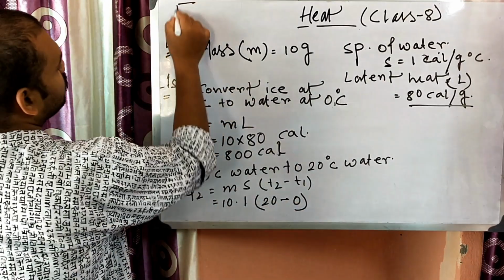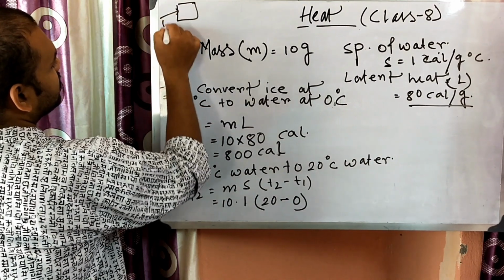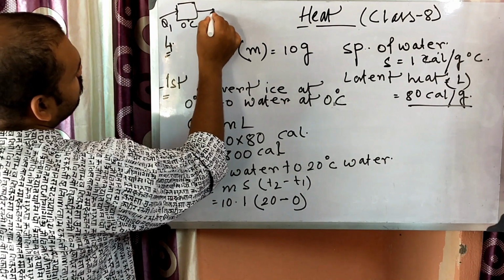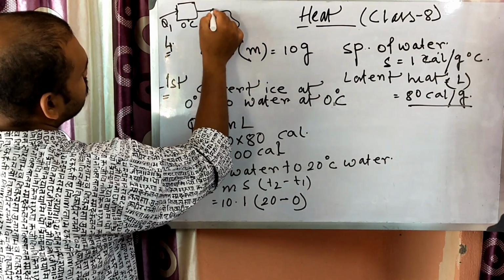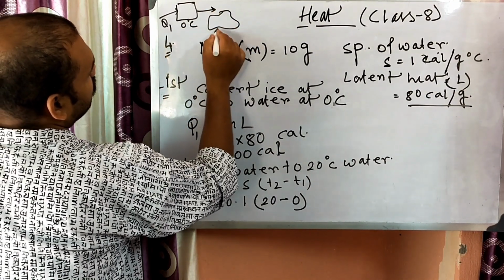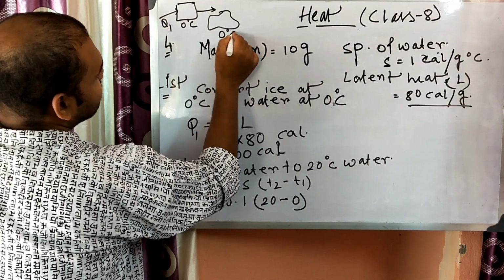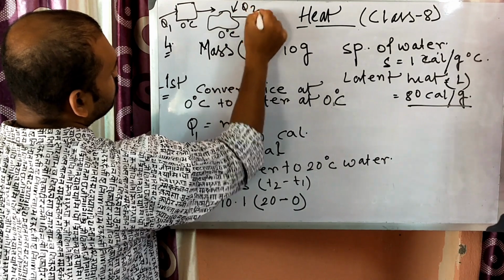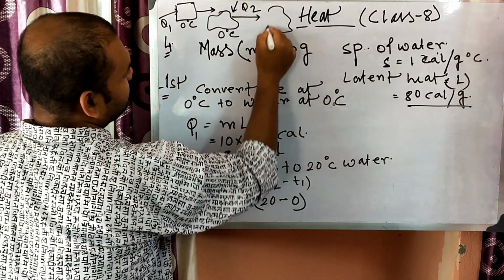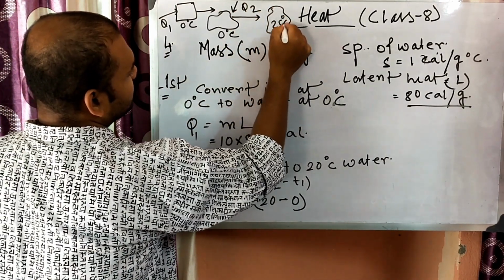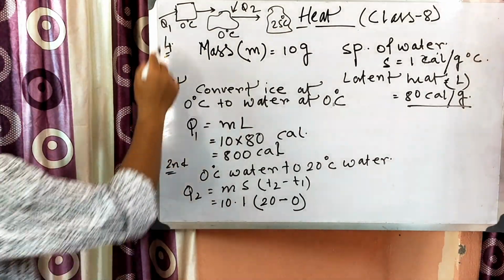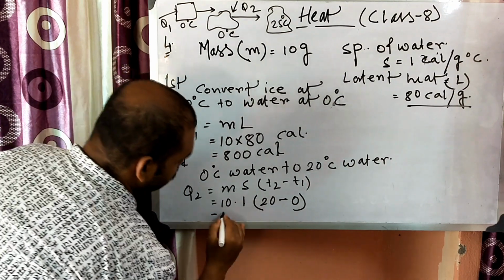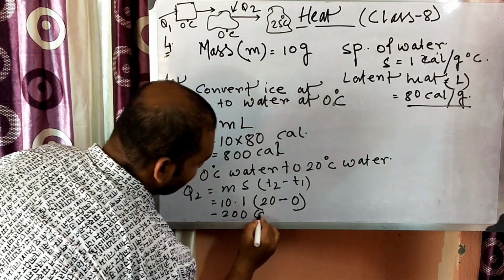So at first we need to give heat Q1, so that it will melt and produce water at 0 degree Celsius. Next we need to give heat, that is Q2, so that its temperature increases to 20 degree Celsius. Understand? So we need to find out this Q1 and this Q2. So here the Q2 will be 10 into 20, 200 calorie.